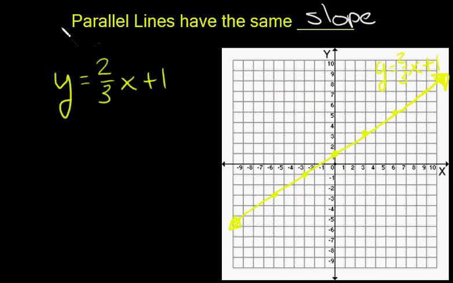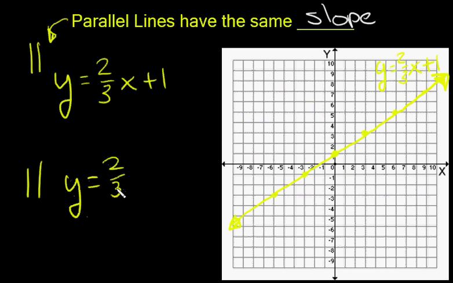The symbol for parallel is 2 bars. So if I want a parallel equation, all I've got to do is keep the slope the same and change the y-intercept. Let's do plus 4. Why not? So a parallel line here is going to start up at 4, and it's also going to go up 2 over 3. A parallel line has exactly the same slope. It follows the same pattern. It's just starting from a different number.